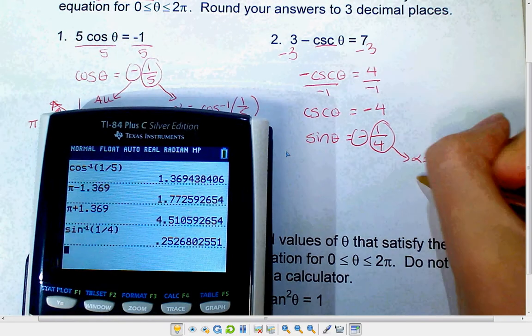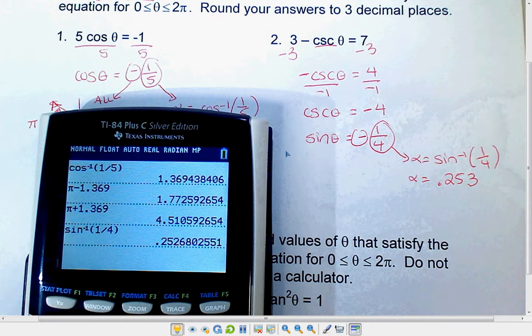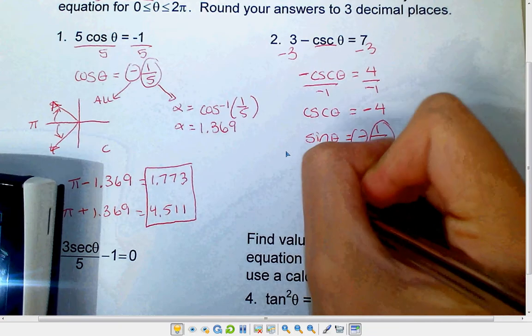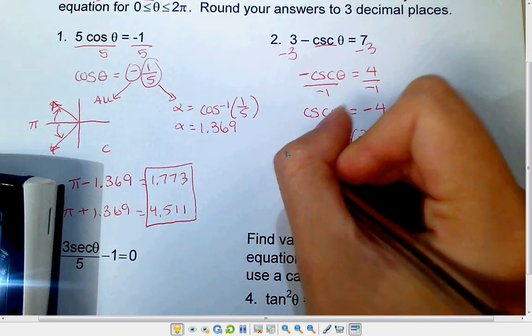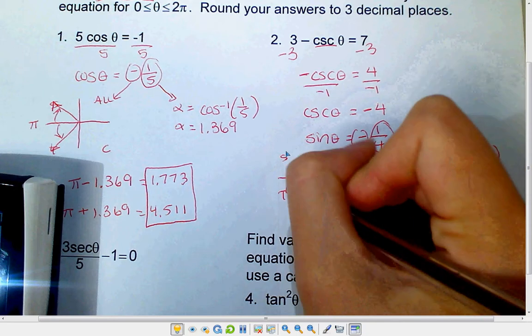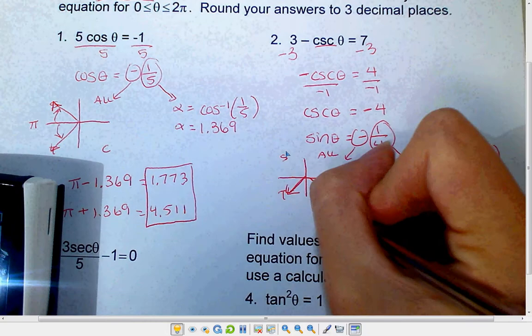Which gives us 0.253. Again, rounding. And because sine is negative, we know it is in the 3rd and 4th quadrants. So we're going to combine those to get our two answers.